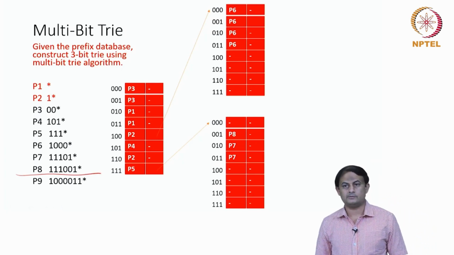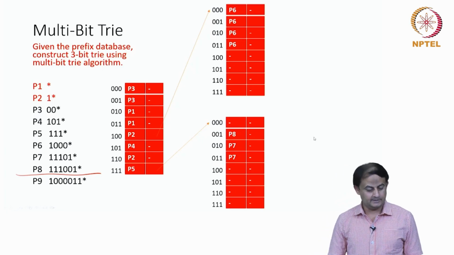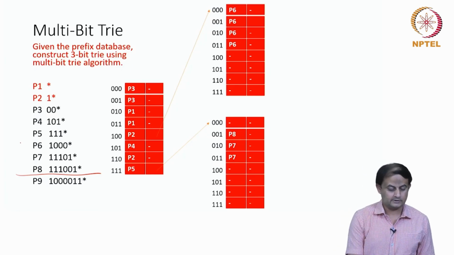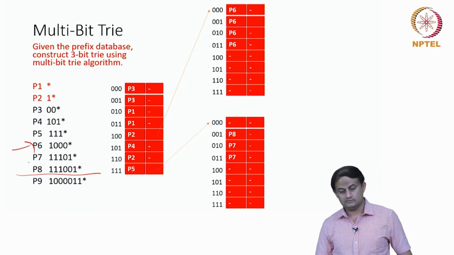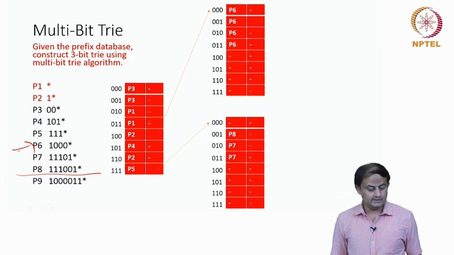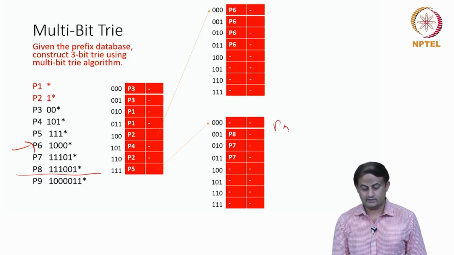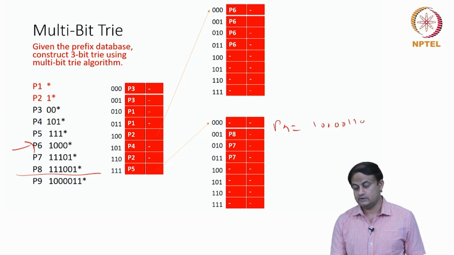Now we need to look at P9. P9 will appear in the third level table, and it is easy to note that P9 is a subset of P6. From P6 we will jump to P9. P9 is 7 bits. We will need to expand that. P9 made into 9 bits: 1000011, the 7 bits, and these 2 bits can be either 00 or 01 or 10 or 11.